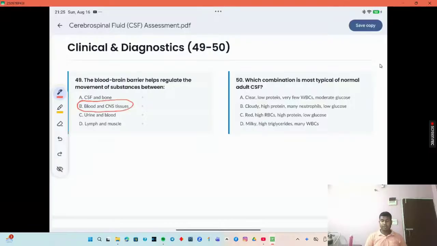And the last question is: which combination is most typical of normal adult CSF? The right answer of this question will be: it should be clear in nature with low protein and very few WBCs, with moderate glucose. So what is the most typical form of CSF which should be present in our adult body? It should be clear, containing very low protein and a very few WBCs, with moderate glucose.